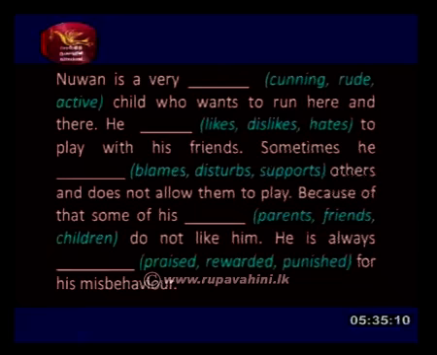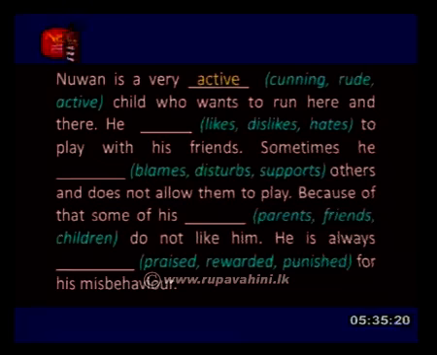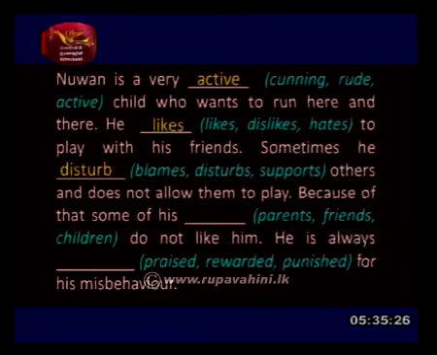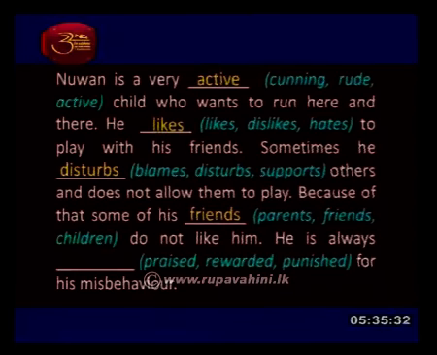Yes children, can you read the paragraph with answers? Nuan is a very active child who wants to run here and there. He likes to play with his friends. Sometimes he disturbs others and does not allow them to play. Because of that, some of his friends do not like him. He is always punished for his misbehavior.